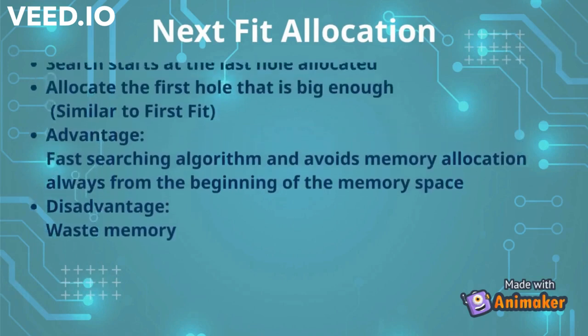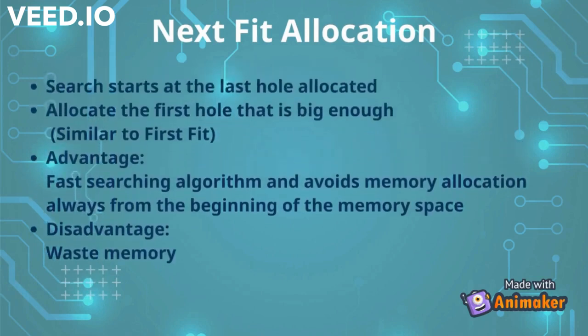For Next Fit allocation, the search always starts at the last hole allocated. Similarly to First Fit, Next Fit allocates to the first hole that is large enough. The advantage of Next Fit allocation is that it's a fast searching algorithm and avoids memory allocation always from the beginning of the memory space. The disadvantage is that it tends to waste memory.